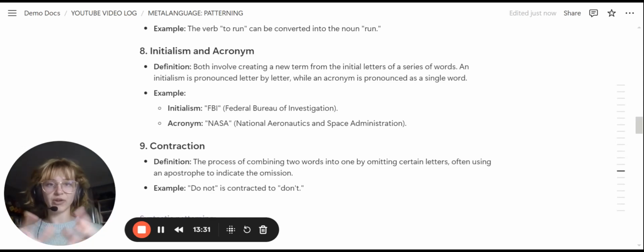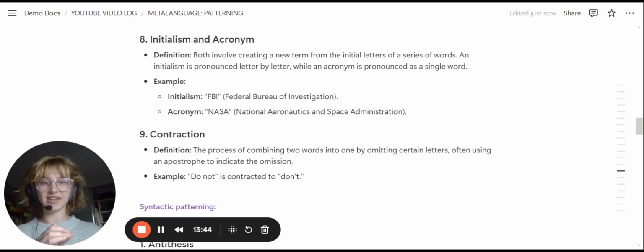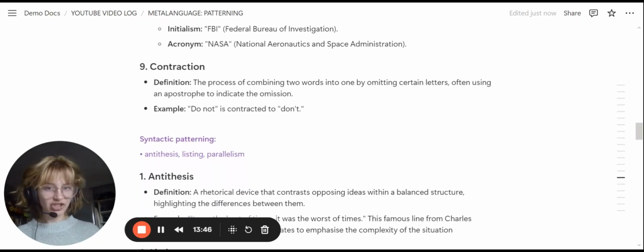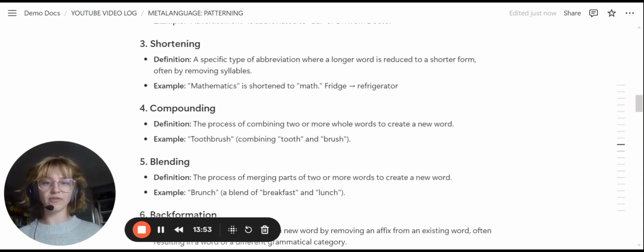Initialisms, think, what are your initials? Mine are TR. So I didn't say "tr", I said T-R. I said the letters. So initialisms, you say each letter. So FBI, compared to an acronym, which is NASA, where you say it as if it were a word. Contraction, combining two words into one by omitting letters. So the one with the apostrophe. So these are good to get across of.